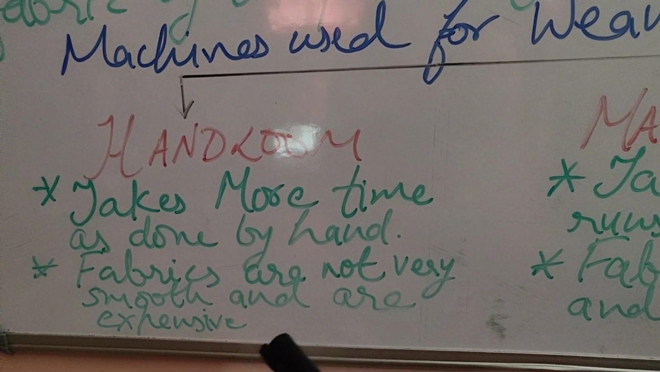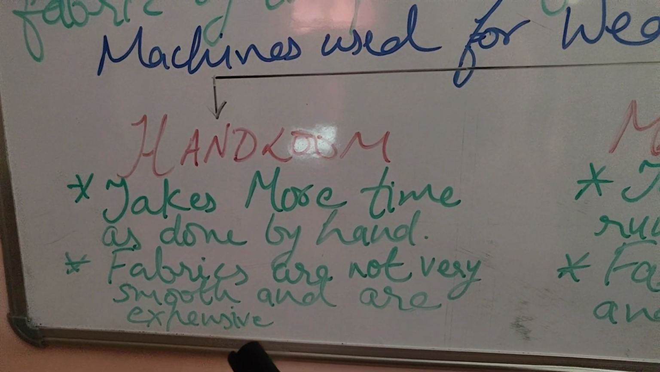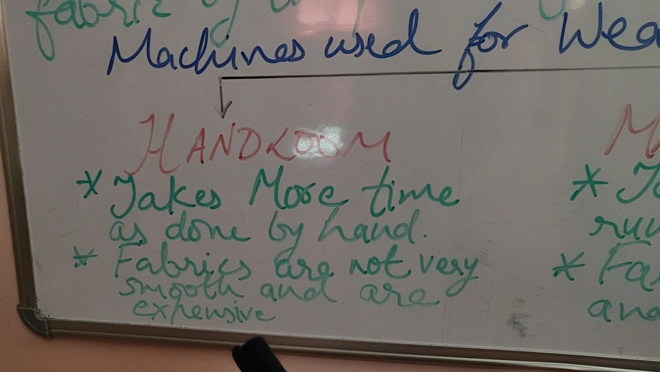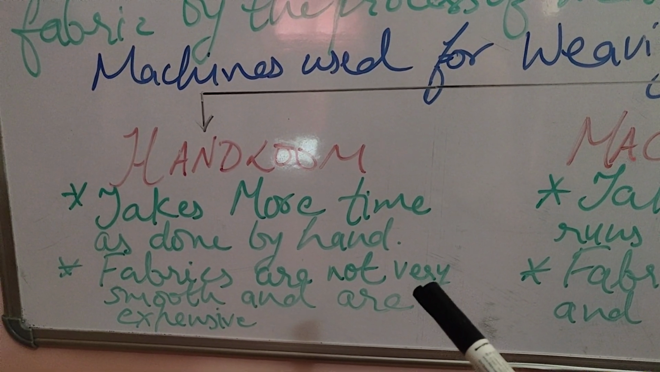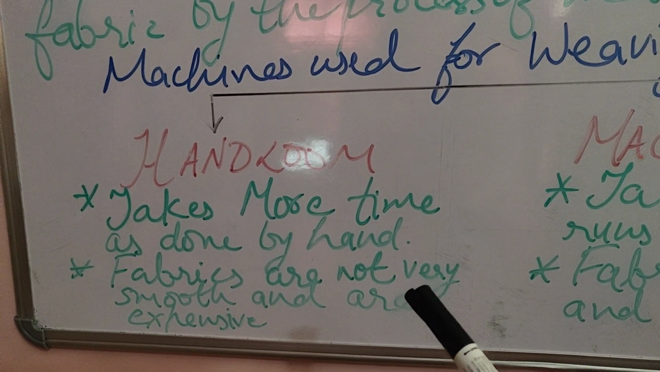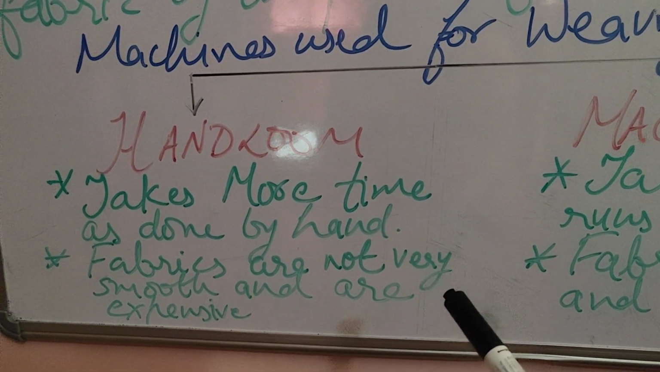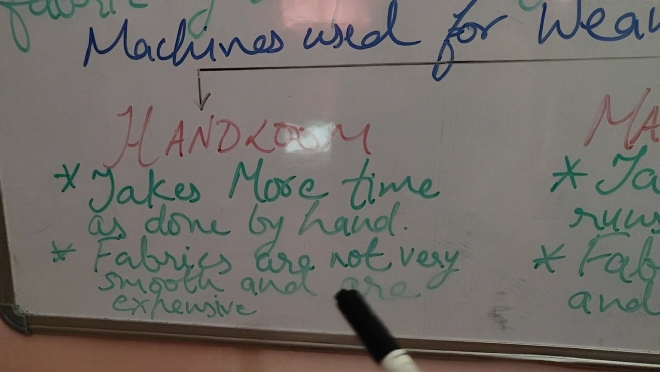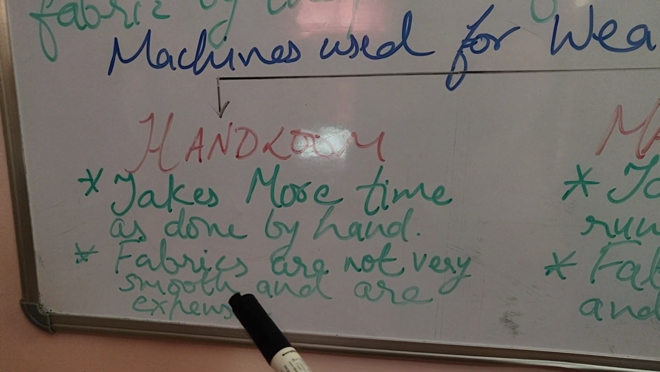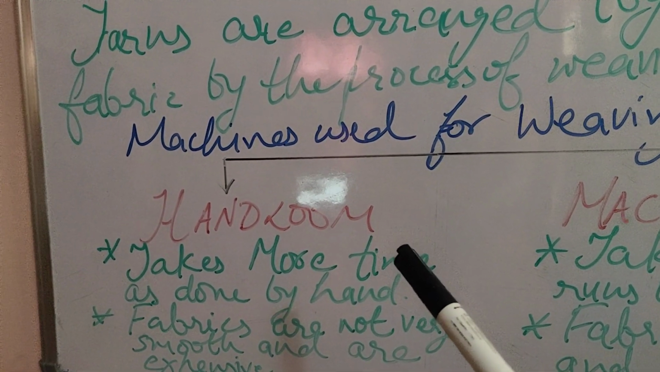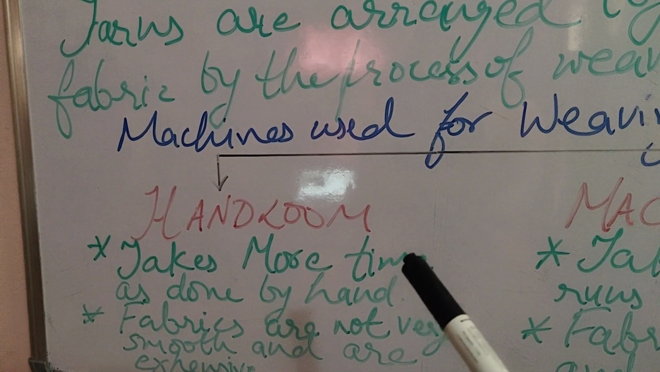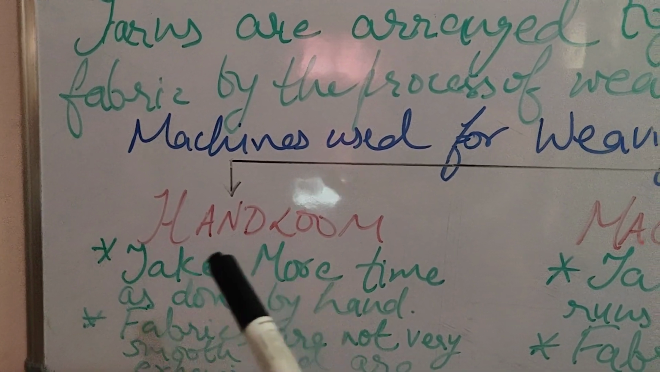Now why do they become expensive? Because labor cost is involved in the production of these fabrics, and they are not very smooth. Sometimes because of the usage of the thread or the way in which it is woven, it becomes rough. Nowadays, some handloom saris are available which are smooth. So this is handloom.